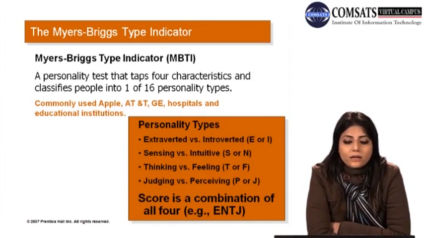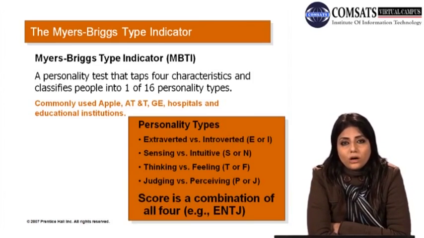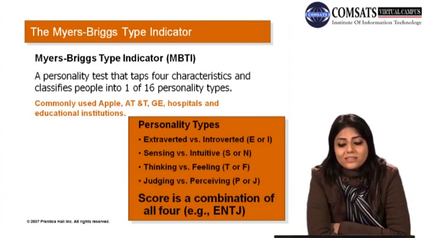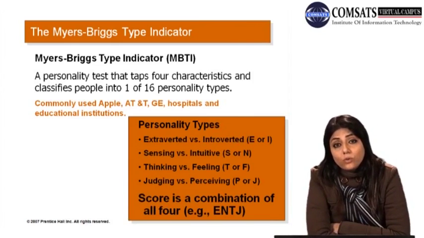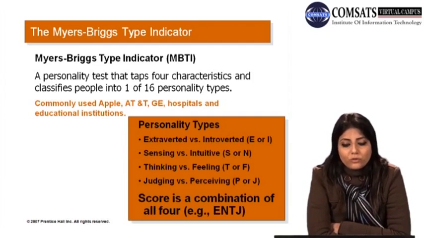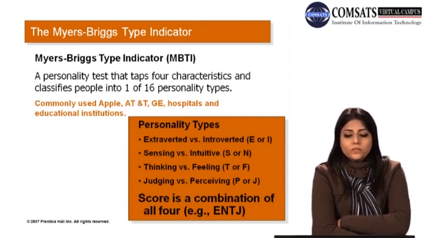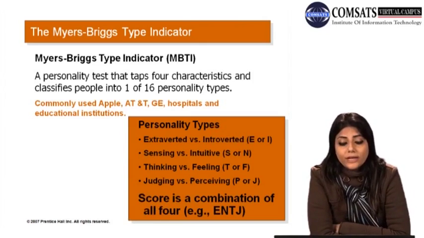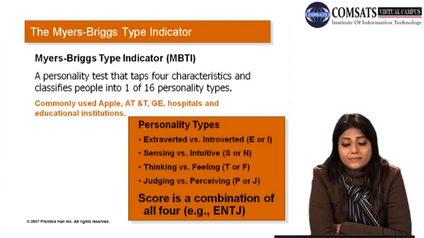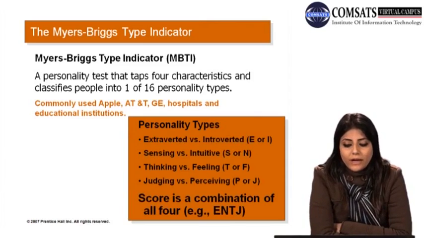Okay, we have this Myers-Briggs Type Indicator, which is the oldest tool, as I told you, to measure the personality of the individual. This indicator consists of 100 questions which are used to measure personality. It basically taps 4 characteristics and classifies people into one of 16 personality types, right?